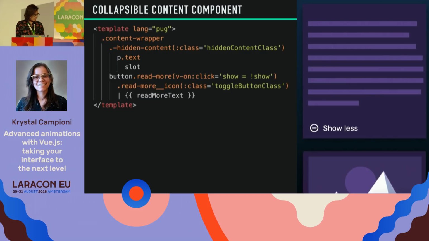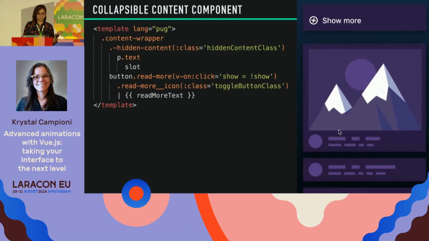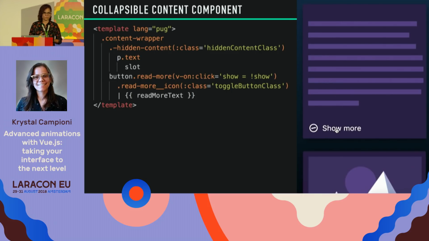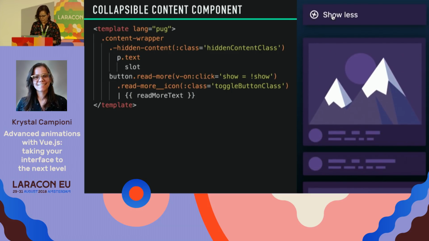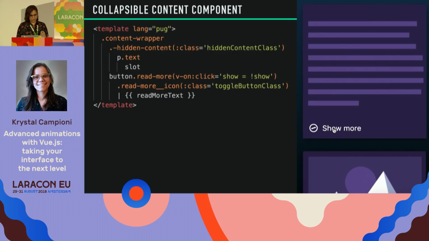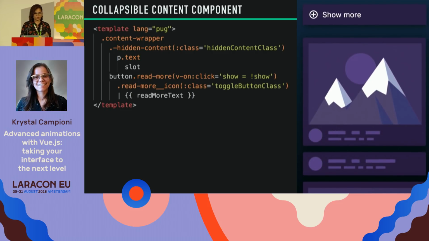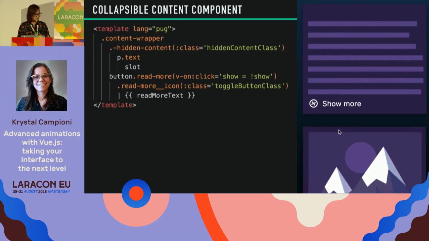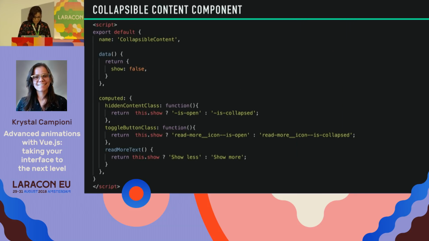Okay, so another example, we could have this collapsible content component, right? It's basically an accordion behavior that you can show or hide some content in the application. And once again, we have a variable. In this case, it's a show variable that we toggle true or false to either hide or display the content. And basically, we are using this variable to attach new classes to the hidden content, to the toggle button, and also to choose which text to actually display in the button.